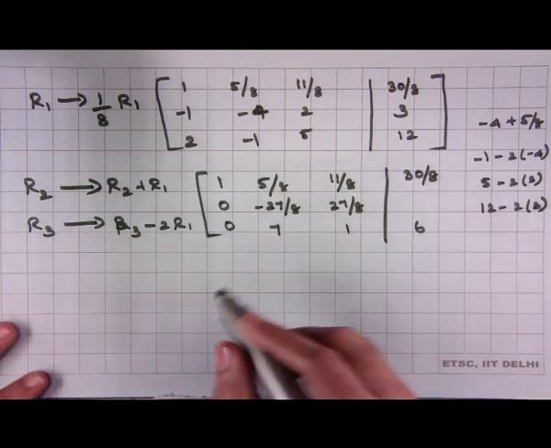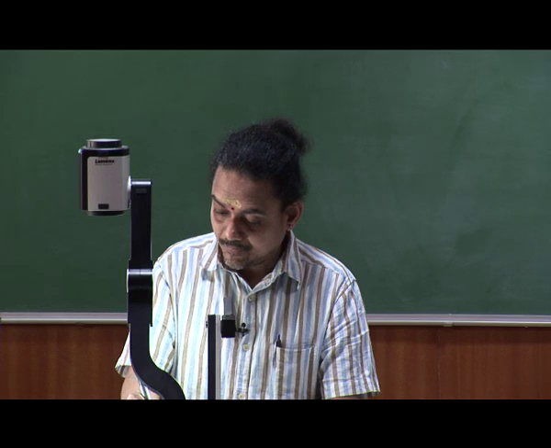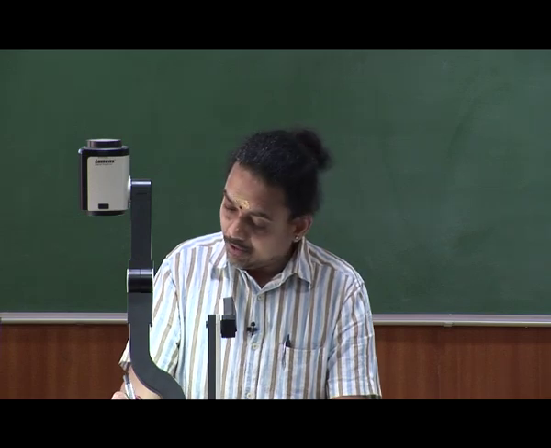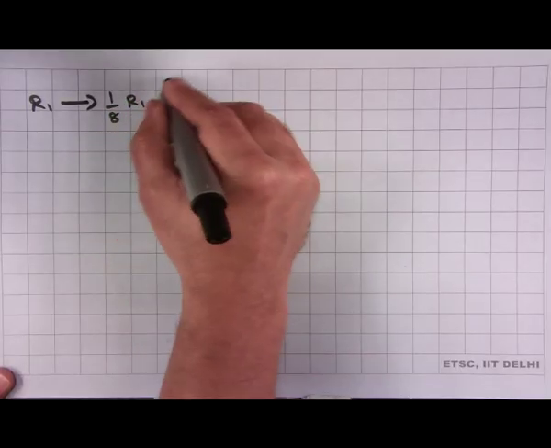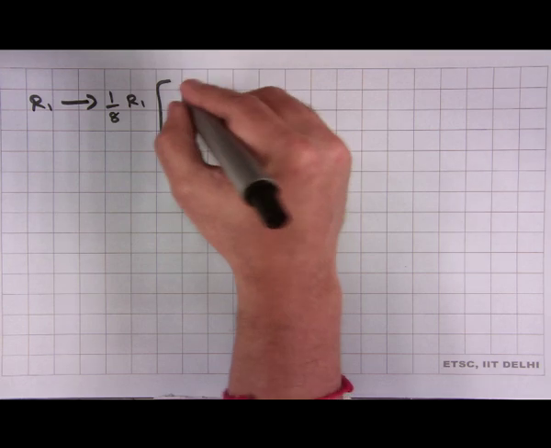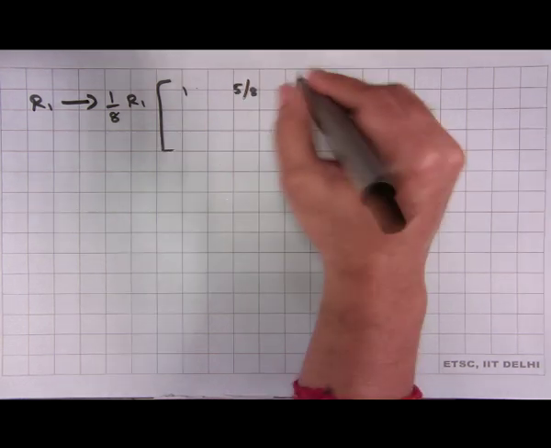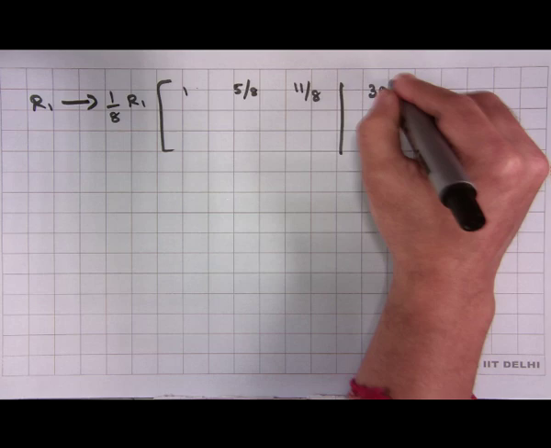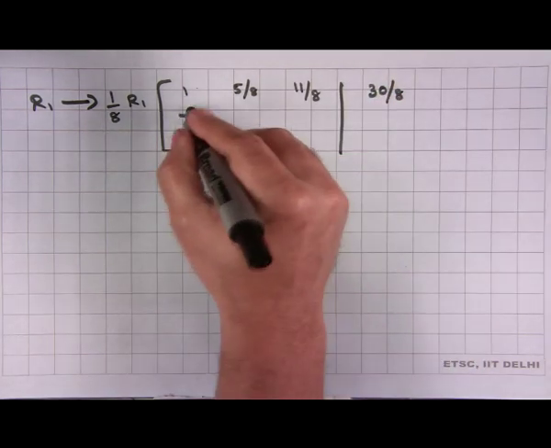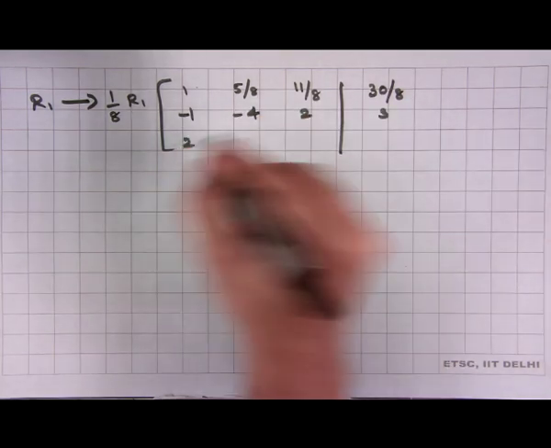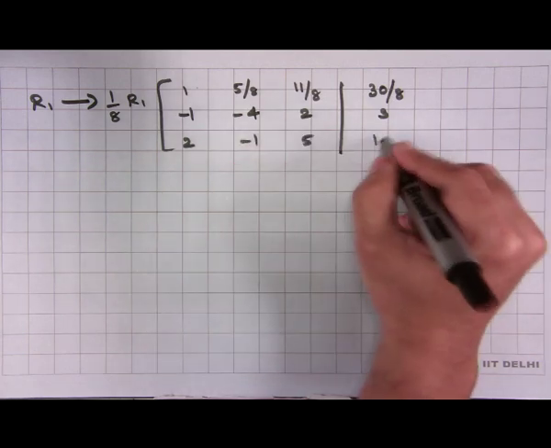This is wrong. So, let us convert the first element. R1 is replaced by 1 by 8 times R1. What will I have? 1, 5 by 8, 11 by 8 and then it is augmented with 30 by 8, minus 1, minus 4, 2, 3, 2 minus 1, 5 and 12.